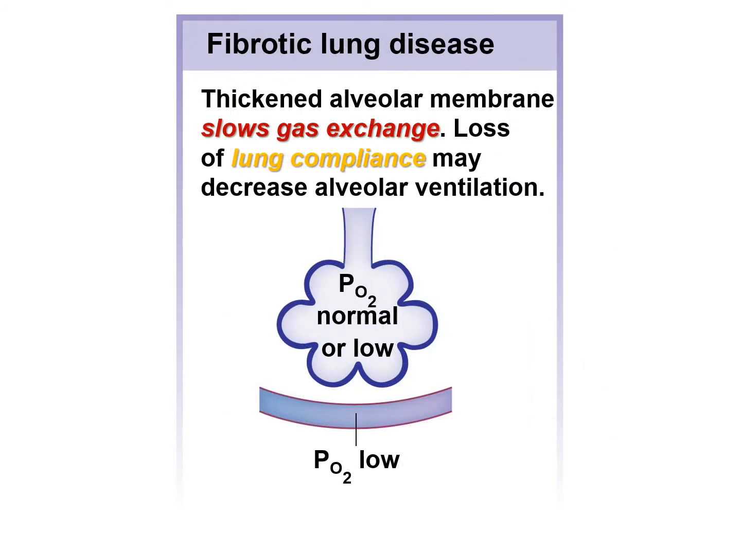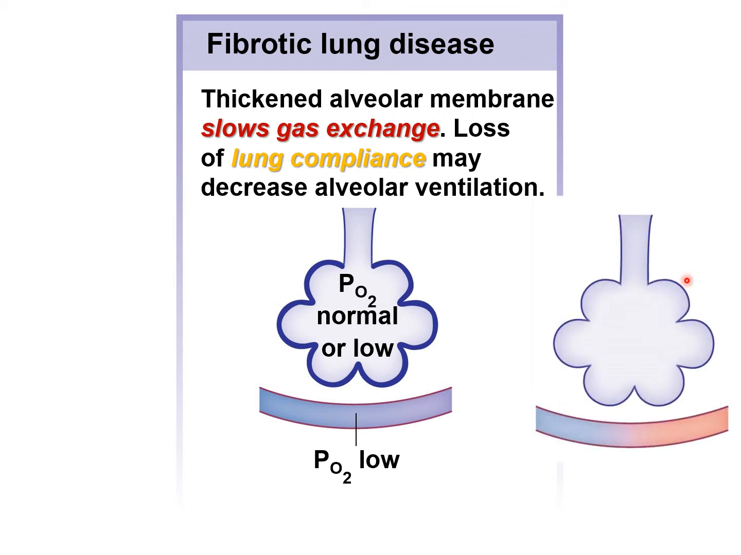Fibrotic lung disease, like I mentioned in the coal miner situation, has increased thickness of membrane, that's increased diffusional distance, and loss of lung compliance, loss of the ability to stretch. That leads to less diffusion, leading to hypoxia in the arterial blood. And again, here's a normal alveolus over here on the right to show you the difference.